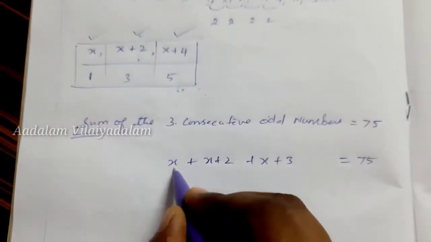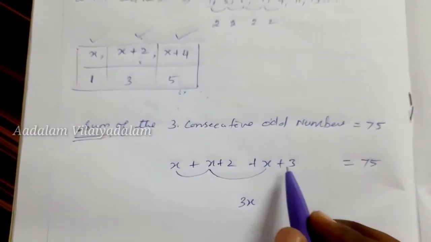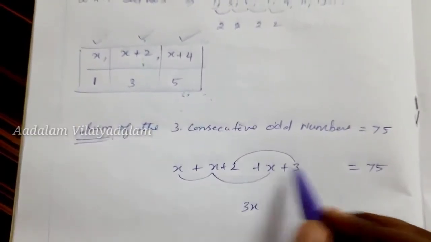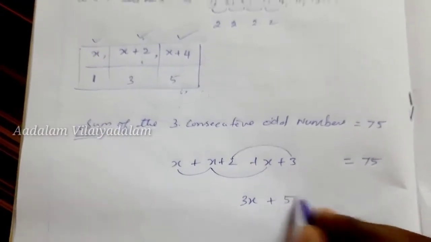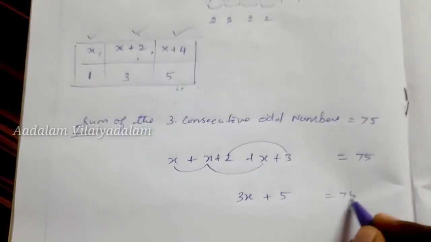So if we add these x values we get 3x. Then the remaining numbers are 2 plus 4. Addition of those two we get 6. So 75.